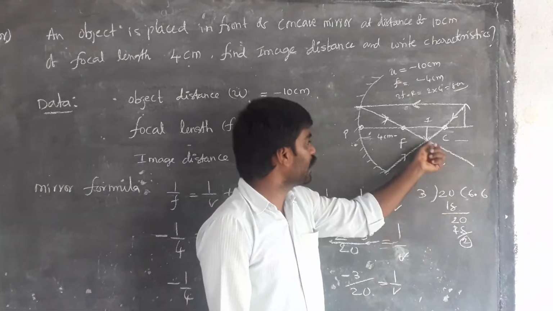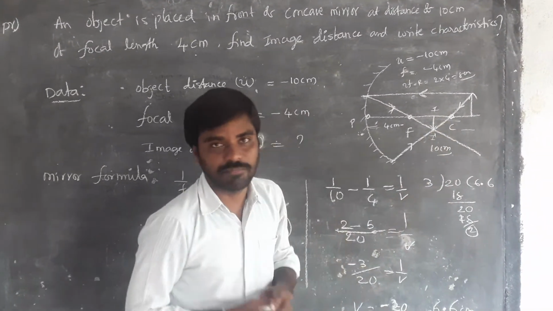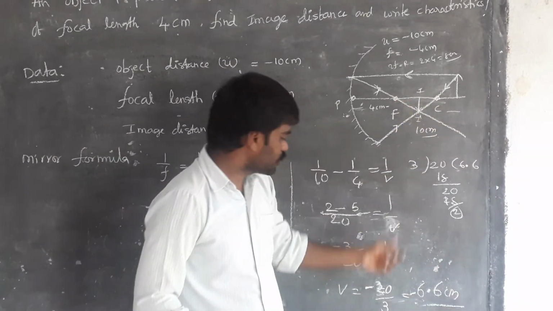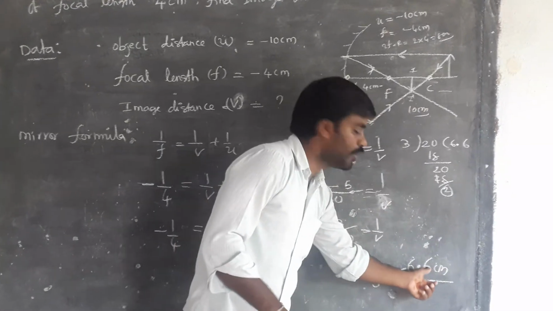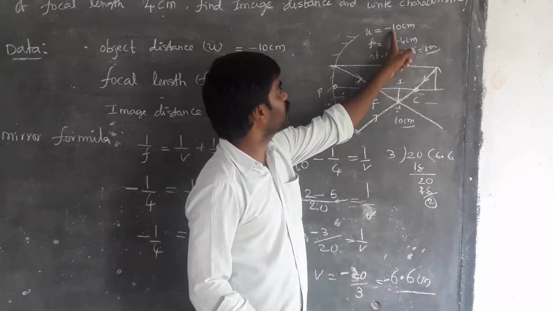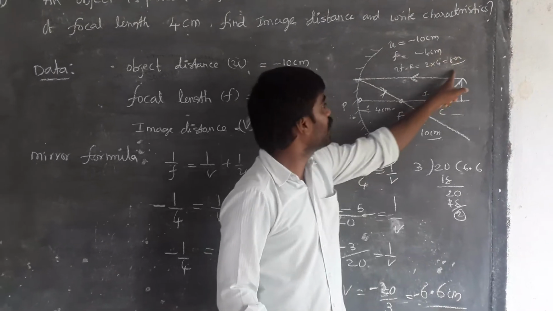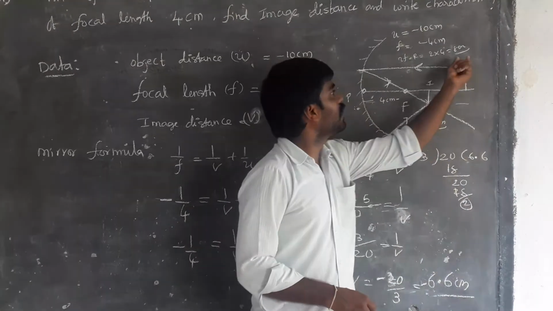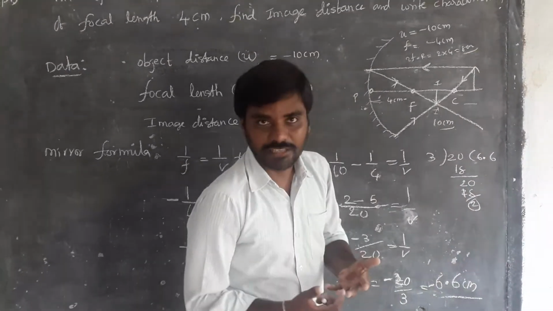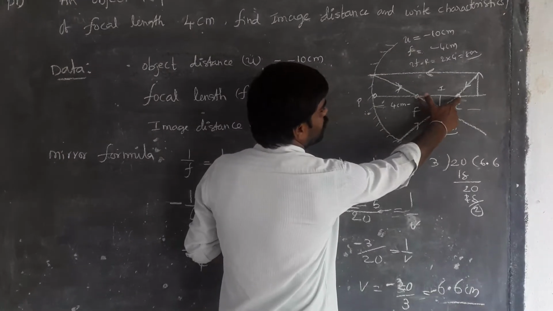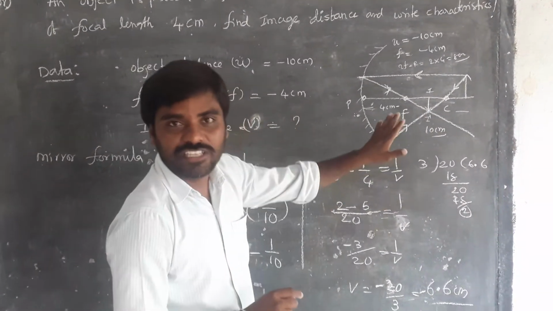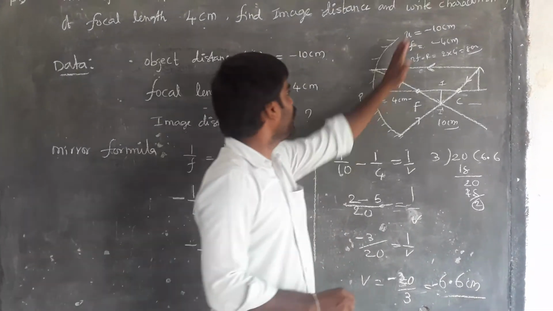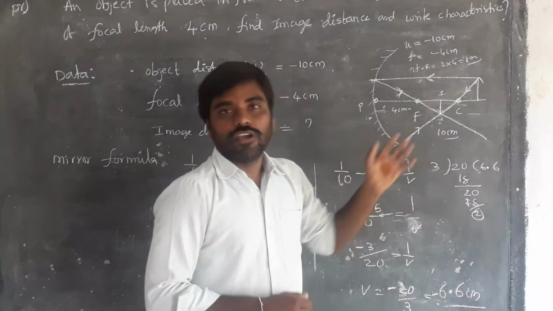Then ultimately we can get a simple way to notice the image. The image must be between F and C. So here you got the image value as minus 6.6 centimeters. Here object distance is minus 10 centimeters. Ultimately radius of curvature value is minus 8 centimeters. The 6.6 is a lesser value when you compare with 8 centimeters. Then ultimately the image is between F and C. That is how you check whether you did the problem the right way or not. It is simply identified with the drawing of the diagram.